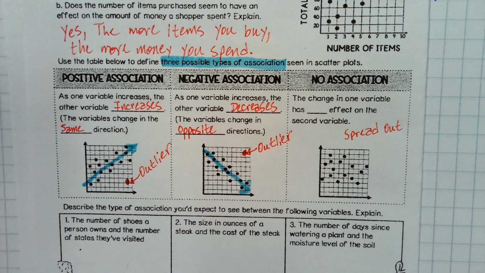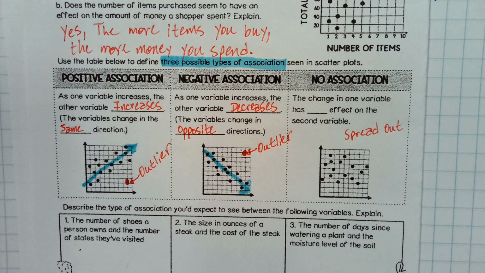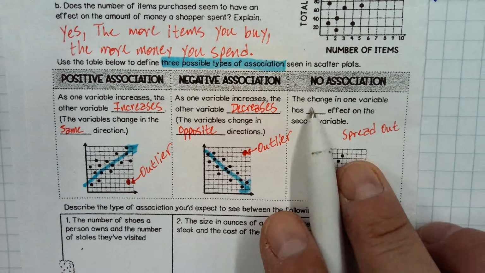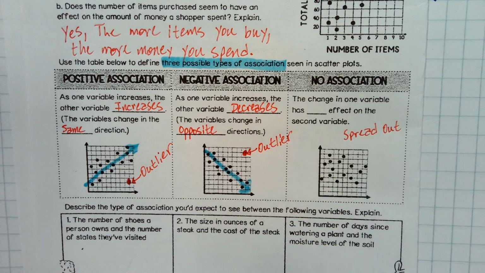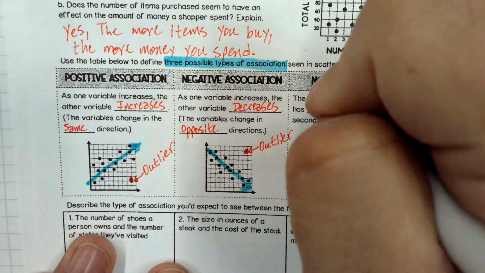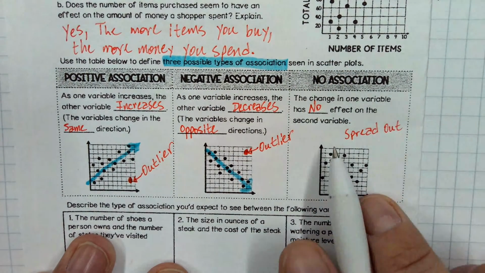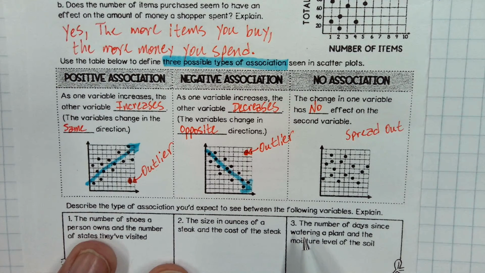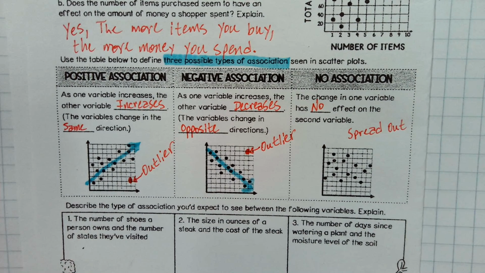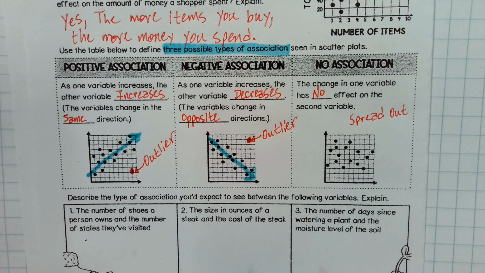Okay, so a no association, kind of the points are just really everywhere. There's no real pattern. So in no association, the change in one variable has no effect on the second variable. Okay, no effect on the second variable.